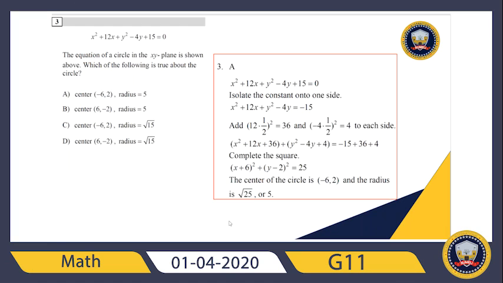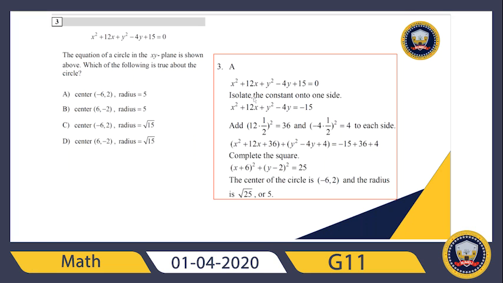Okay guys, the solution is A. Why is it A? Let's see. So in this solution, we have the equation. We have to isolate the constant on the other side, so instead of plus 15, that would be negative 15. X squared plus 12x, it's already combined. Y squared minus 4y, it's already combined.